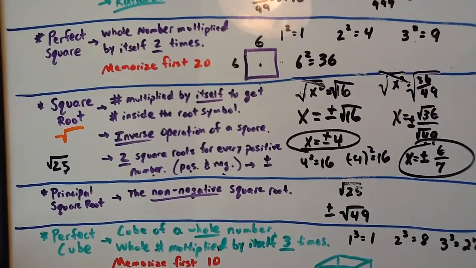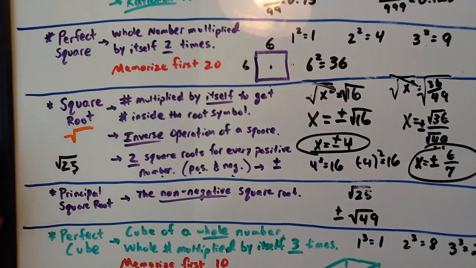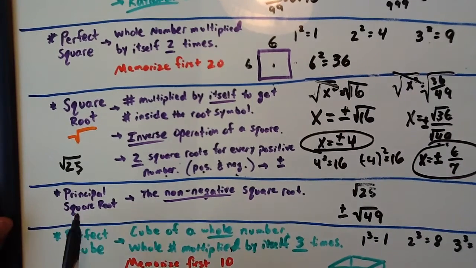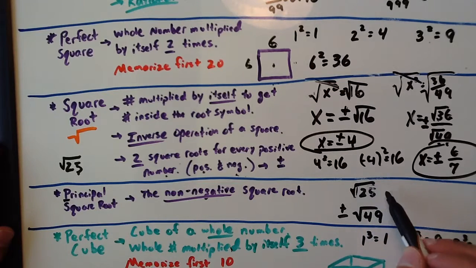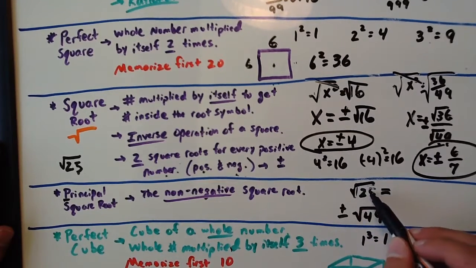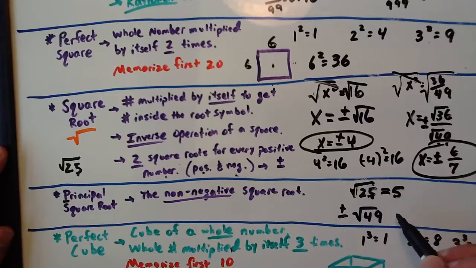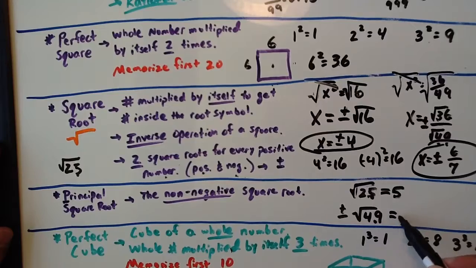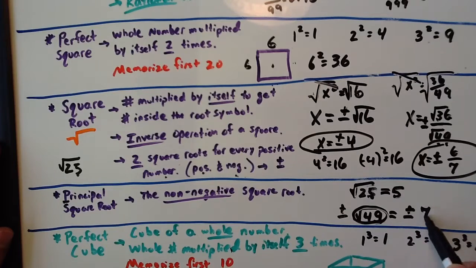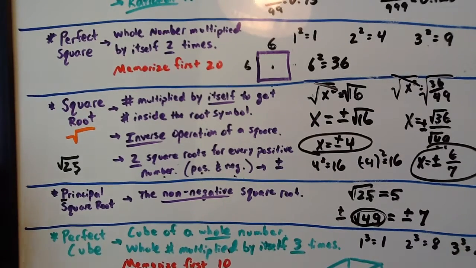If we want the principal square root, the principal square root simply means the non-negative square root, or the positive square root. You can remember this because principal starts with p and positive starts with p. So if we just see something like square root 25, that just means we want the positive square root of 25. So what number multiplied by itself would give you 25? That would be 5. If you were to see something like plus or minus the square root of 49, well, you just have plus or minus and then whatever the square root of 49 is. The square root of 49 would be 7. So you would have positive 7 or negative 7.